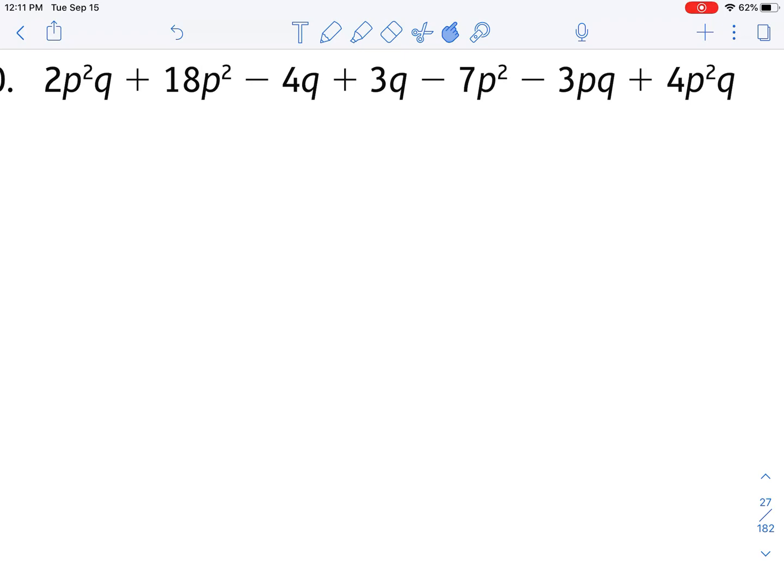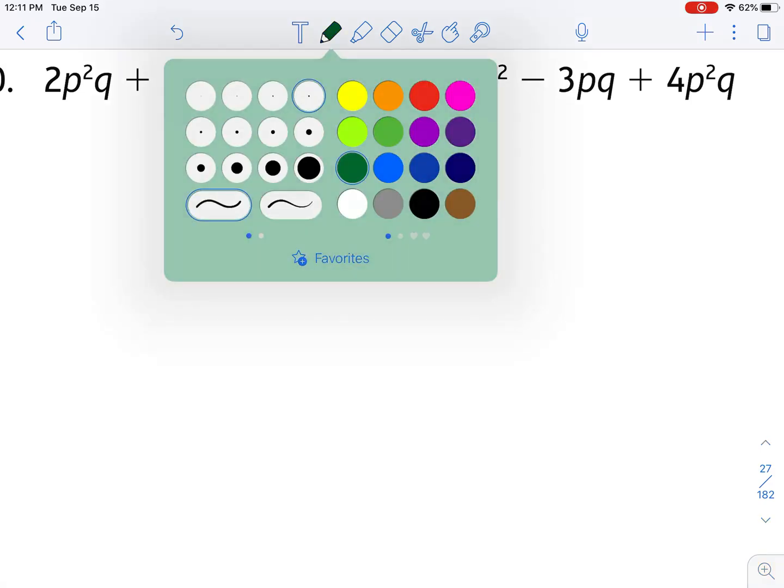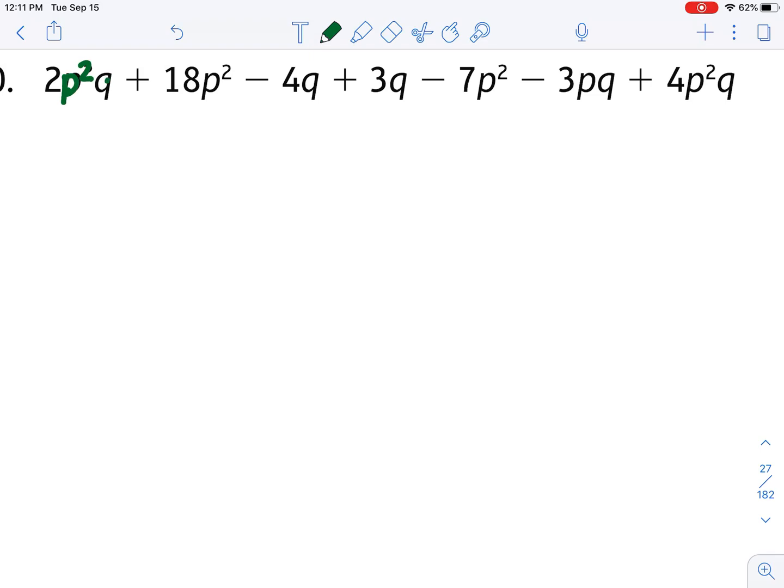Okay, so then it gets more and more complicated. So I'm going to go with p squared q. And I'm looking for any other p squared q's, and I see one back here. I'm going to write these first because they are my highest exponent, because I have a squared and an extra variable. 2 plus 4 makes 6, p squared q.